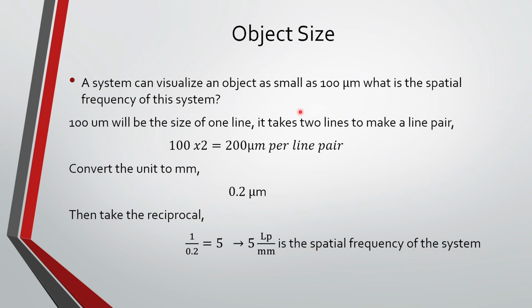So if the system can visualize an object as small as 100 micrometers, then the spatial frequency is 5 line pairs per millimeter. That is the spatial frequency of the system.